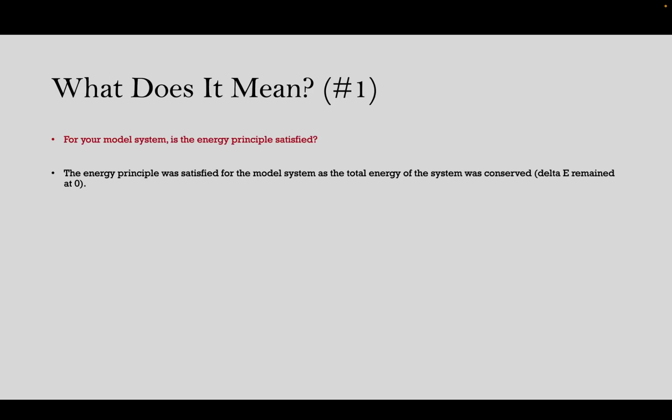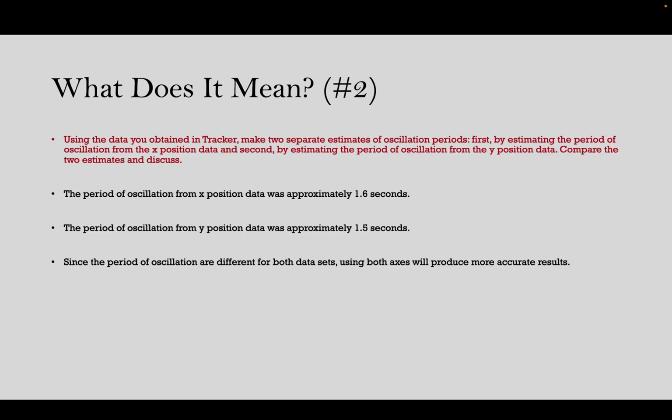For the first "what does it mean" question, I responded by saying the energy principle was satisfied for the model system as the total energy of the system was conserved, that is, delta E remained at 0. For the second "what does it mean" question, I responded by saying the period of oscillation from the x position data was approximately 1.6 seconds, and the period of oscillation from the y position data was approximately 1.5 seconds, and since the periods of oscillation are different for both datasets, using both axes will produce more accurate results.